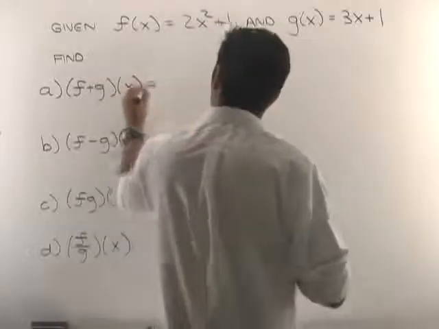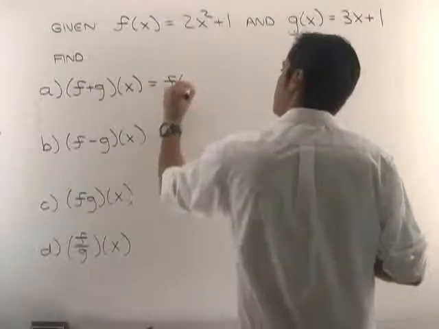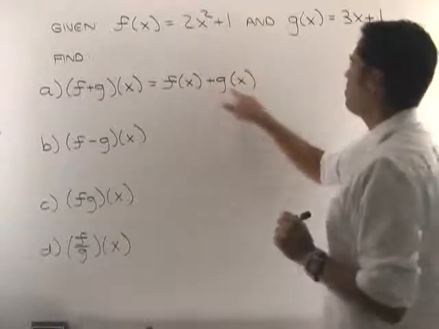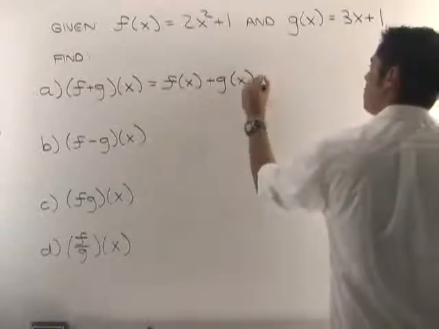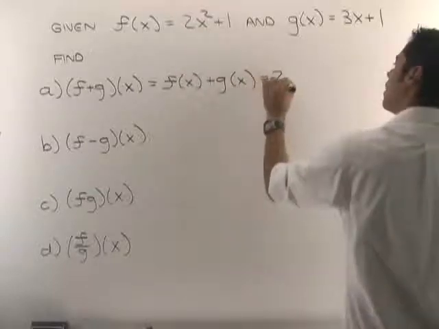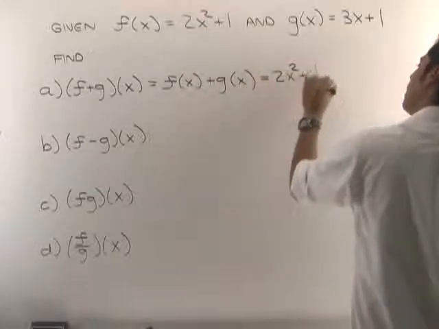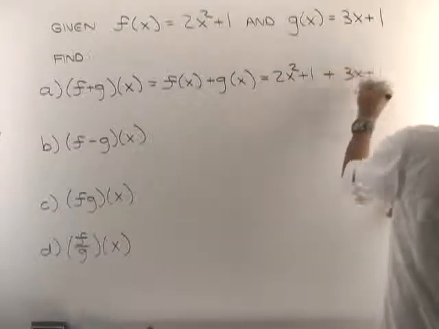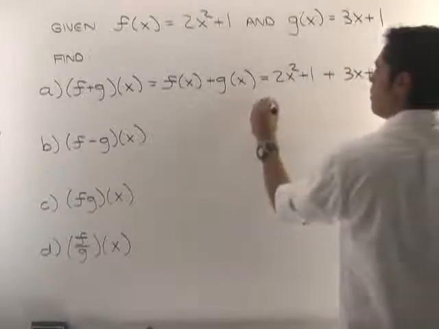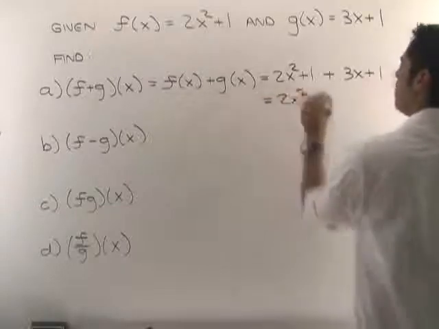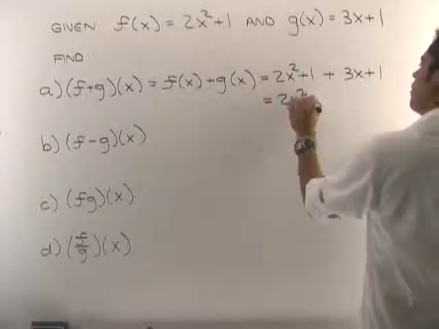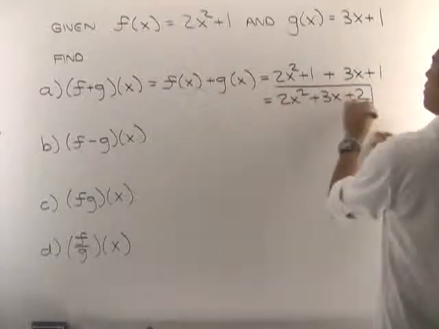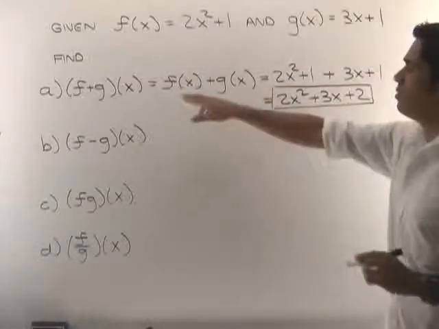So first thing we need to realize is that by definition, this means all we do is take our f of x and we add it to our g of x. Now this means we take f of x, which is 2x squared plus 1, and we add it to g of x, which is 3x plus 1. And now we combine any like terms. Now the only like terms that we have are the 1 plus 1. So we've got 2x squared plus 3x plus 2. So that is the sum of those two functions.